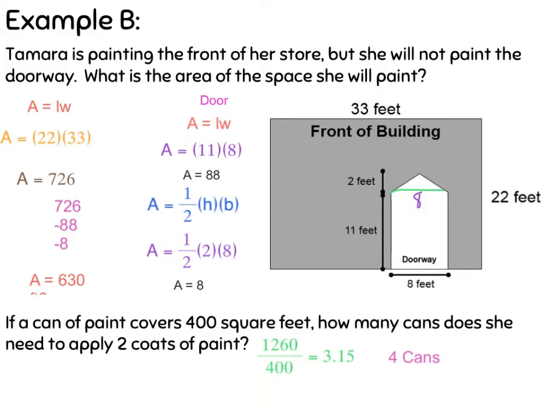Now, this is an example where your word problem and your word answer aren't going to necessarily match the math that you do 100%. Yeah, 4 cans is the right answer because that's how many you have to buy, but you didn't end up with just 4. You ended up with 3.15. So you have to make sure that you're using your thought process and determine, hey, if I buy 3 cans, that's not going to be enough, so I have to buy a 4th can, because you don't go to the store and say, hey, I'd like to buy 3.15 cans of paint. That's not a thing. All right, let's take a look at the next one.